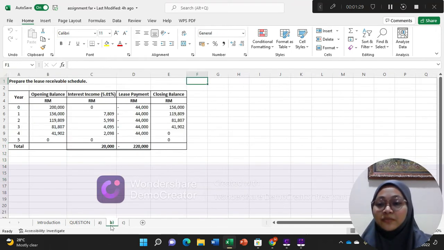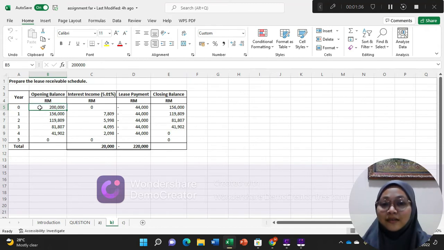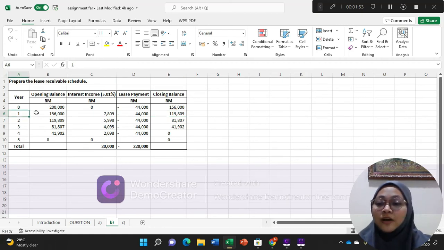For question B, prepare the lease receivable schedule. For year 0, the opening balance is 200,000, which is the fair value. Interest income is 0. The lease payment is 44,000, which is the annual installment. And closing balance is opening balance plus interest income minus lease payment. We will get 156,000.